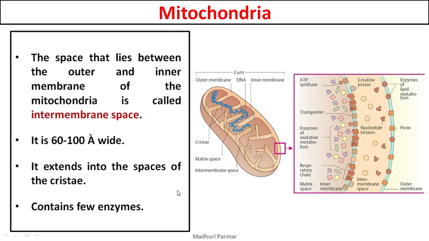It contains very few enzymes. It has a few enzymes, not many, but that space is also important. We will see this when we talk about respiration. The proton concentration will increase in this intermembrane space, and from here they will be transported towards the mitochondrial matrix, and during that transport ATP will be synthesized. So this intermembrane space is very, very important.